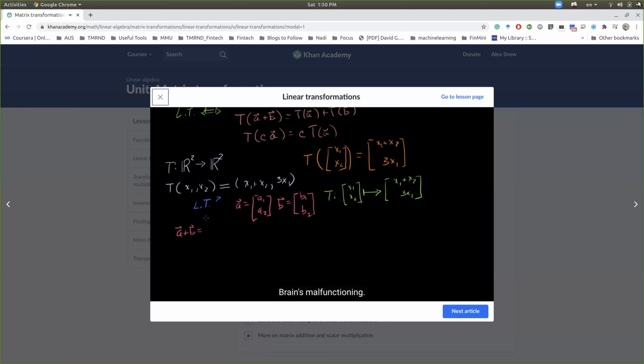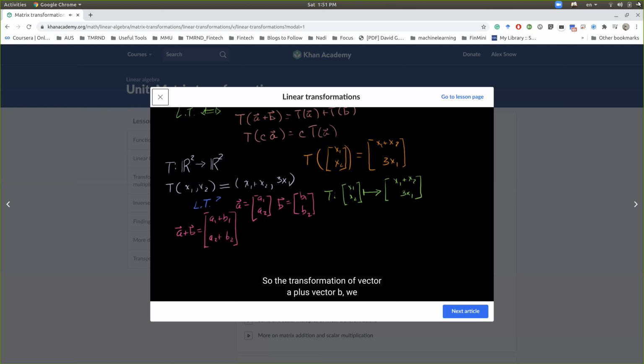Brain's malfunctioning. All right, well, you just add up their components. This is the definition of vector addition. So it's A1 plus B1, add up the first components, and the second component is just the sum of each of the vectors' second components, A2 plus B2. Nothing new here, but what is the transformation of this vector?